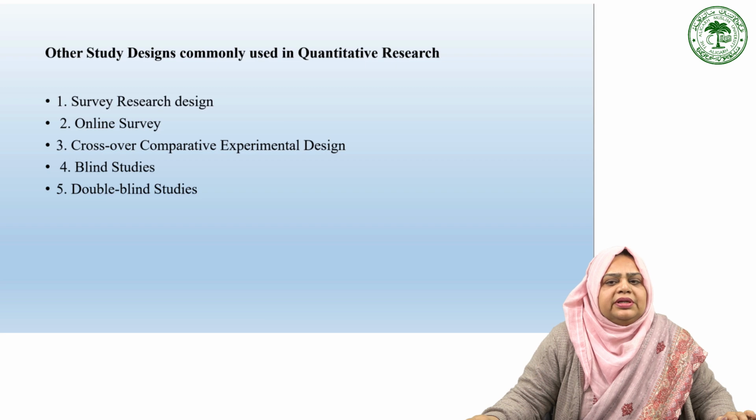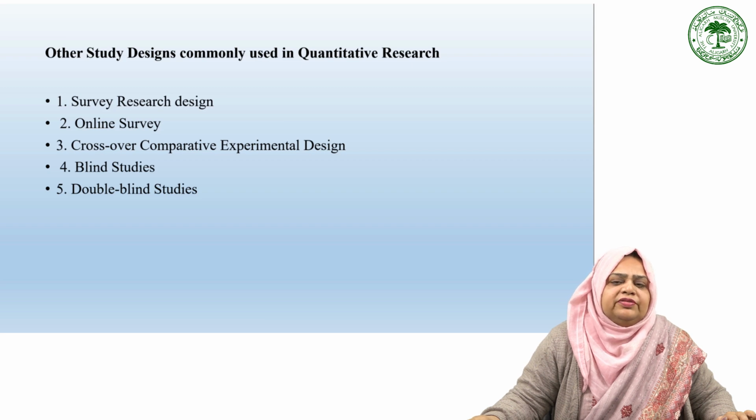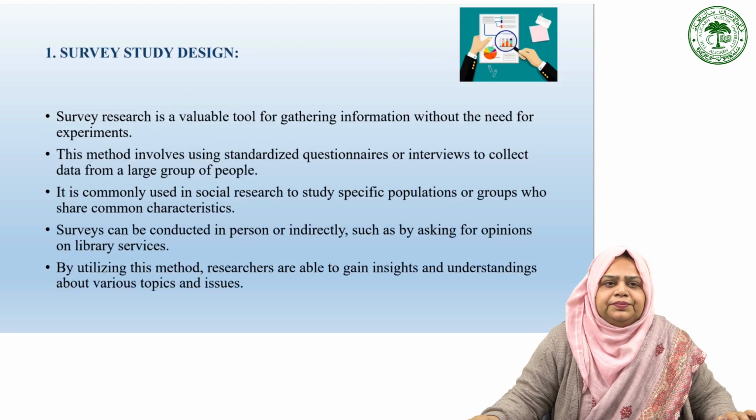And to ensure accurate results, we use blind studies in quantitative research. In these studies, participants are unaware of group assignment or the treatment they are receiving. This helps to eliminate bias. Next category of research is double blind studies. In double blind studies, we ensure that even the researchers do not know which group is receiving which treatment. This additional measure reduces bias and enhances the reliability of the findings. Now, I will discuss all the methods separately in detail.